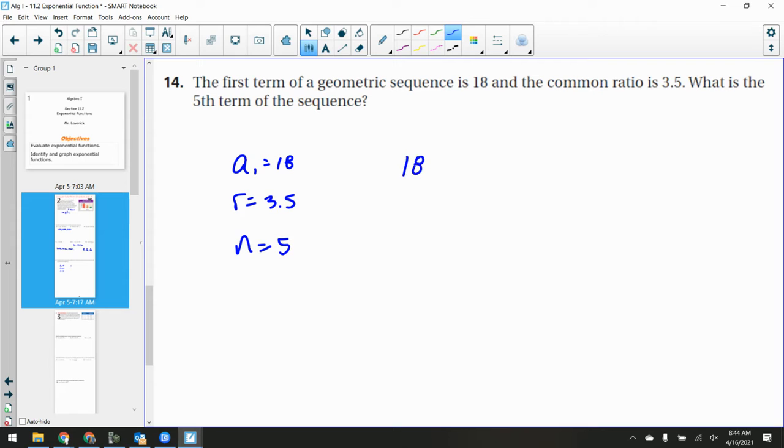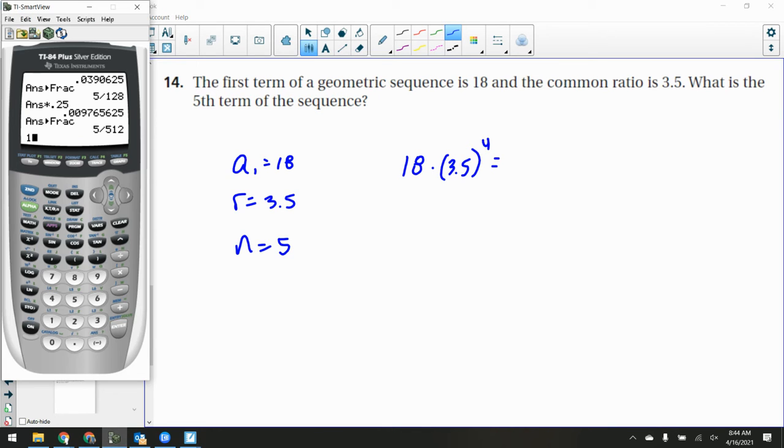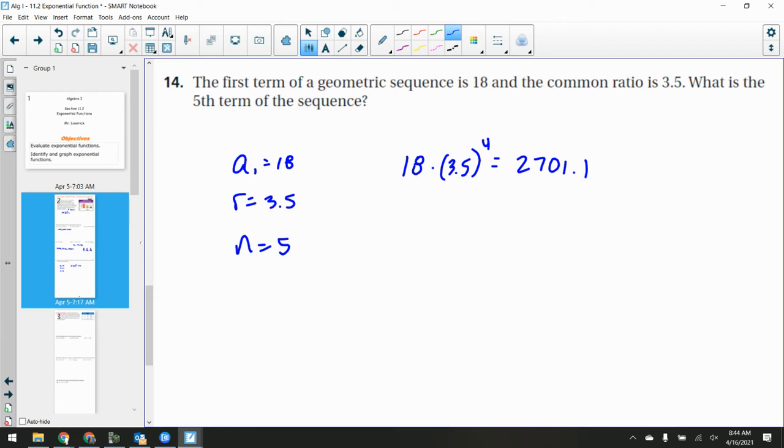So we say a sub 1 times R to the what power? 4th power. All right, let's do that. 18 times 3.5 to the 4th. And that gets me 2,701.1. Let's see. Make sure I'm not screwing up any. Yep. Questions about that one?